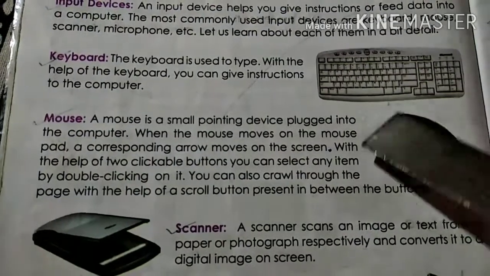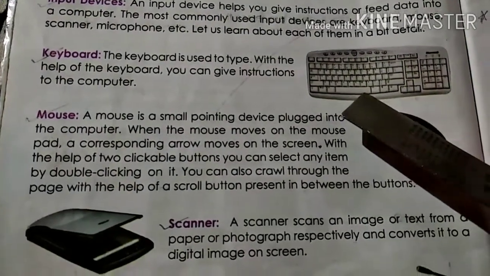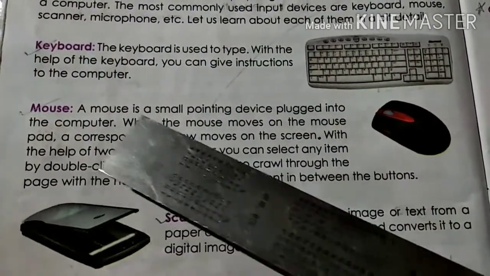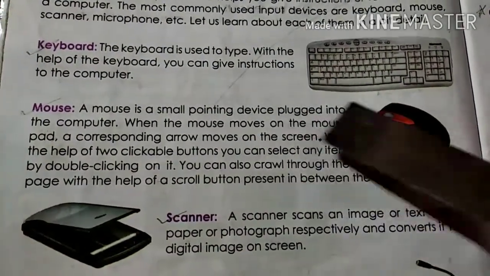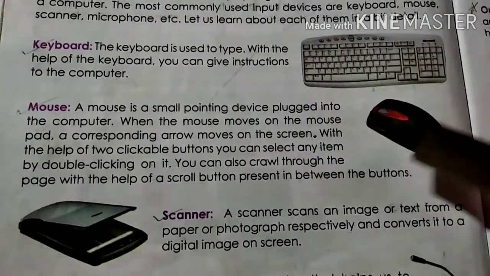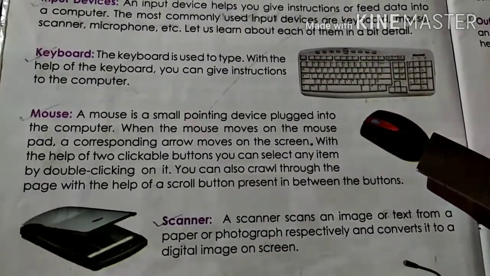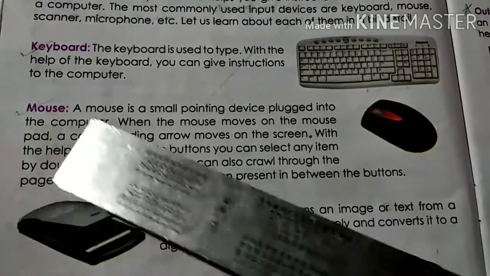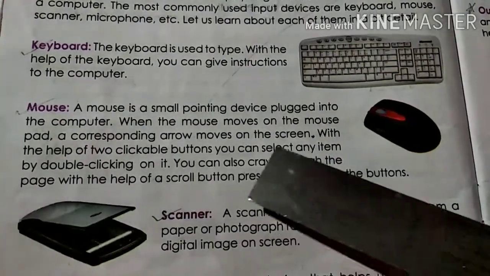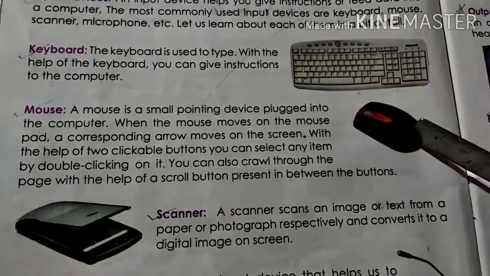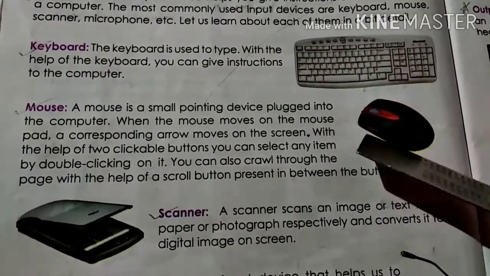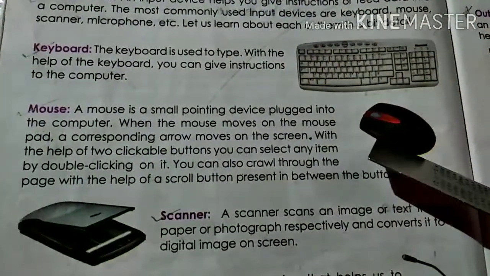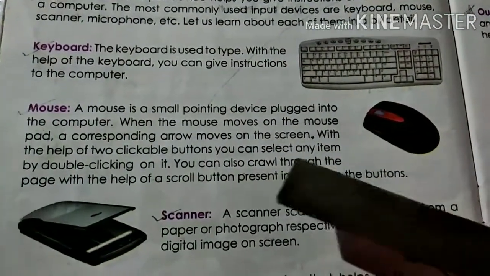You can see, students, in this picture they have shown us a keyboard. Next input device is a mouse. A mouse is a small pointing device plugged into the computer. It is a small device which is plugged into the CPU. When the mouse moves on the mouse pad, a corresponding arrow moves on the screen. When you move the mouse, the arrow on the screen, which is called the mouse pointer, also moves in a corresponding manner.